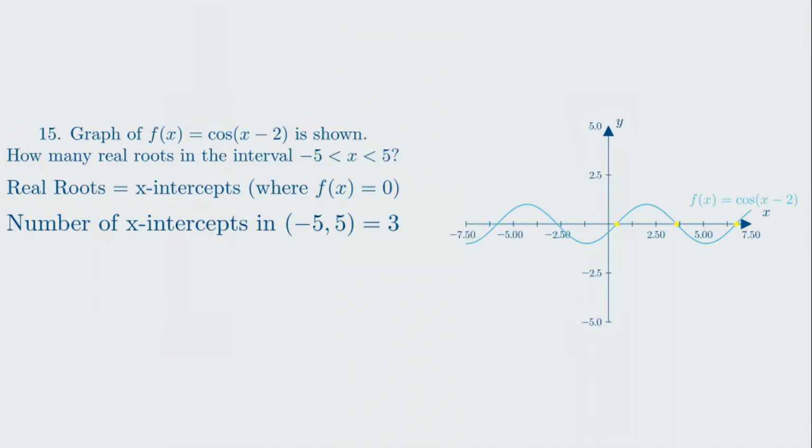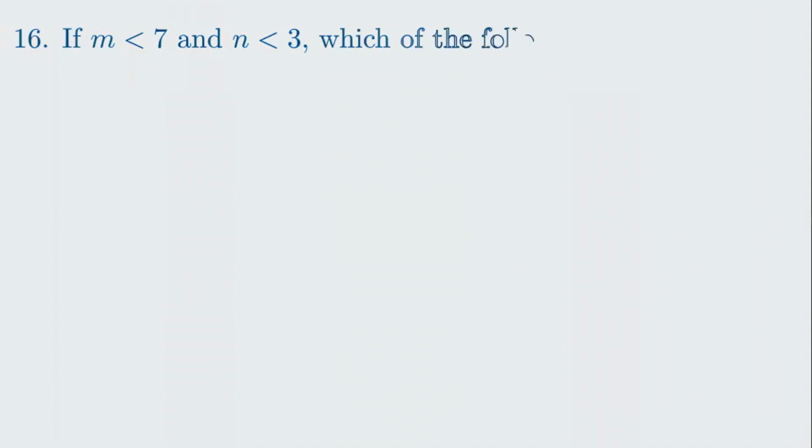You could also solve this algebraically, but interpreting the graph is generally faster for these types of questions, especially when using a calculator. Our final problem, number 18, is a logical reasoning question involving inequalities. We are given 2 inequalities. m is less than 7, and n is less than 3.